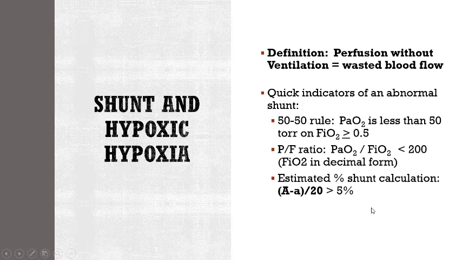The other way that we can determine if we have a shunt is if you take your AA gradient, right, which we know how to solve for, that's your alveolar pressure of oxygen minus your arterial pressure of oxygen, and you divide it by 20. If that is greater than 5%, then you have a shunt, okay? So that's how we're going to decide that.